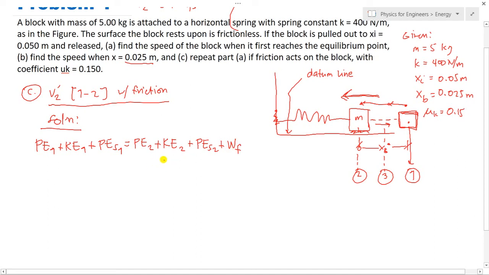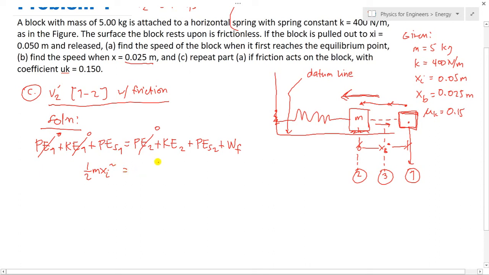Okay, we now have friction, which is dynamic friction because it is in motion. Here again we don't have potential energy because the object lies on the datum line. The initial kinetic energy is zero since it starts from the point of release. How about the spring potential energy at point 1? We have that one because that is equal to 1/2 k x sub i squared.